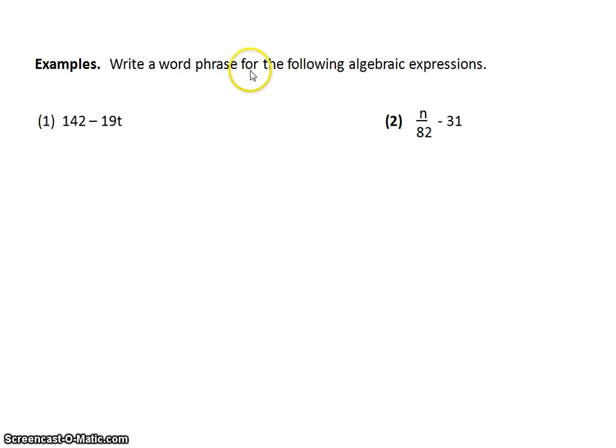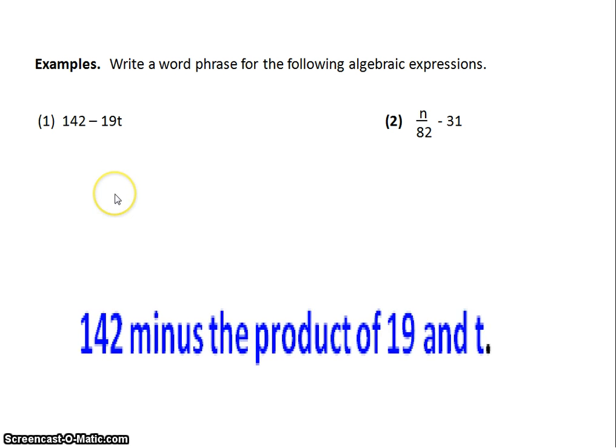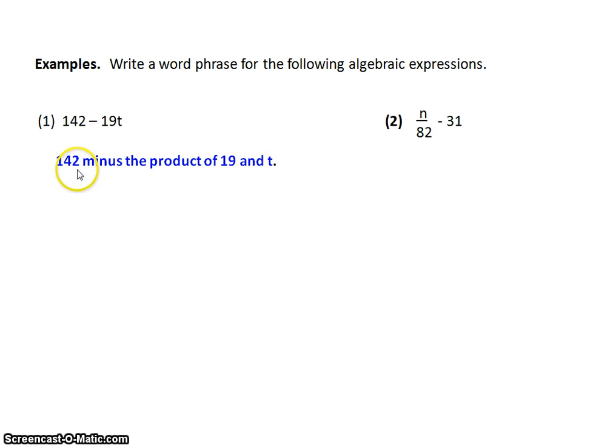Write a word phrase for the following algebraic expressions. So the expression is 142 minus 19t. So we're going to change this into the words from the previous slide. We could write down 142, instead of this minus sign, we could write down the word minus, the product of 19 and t.